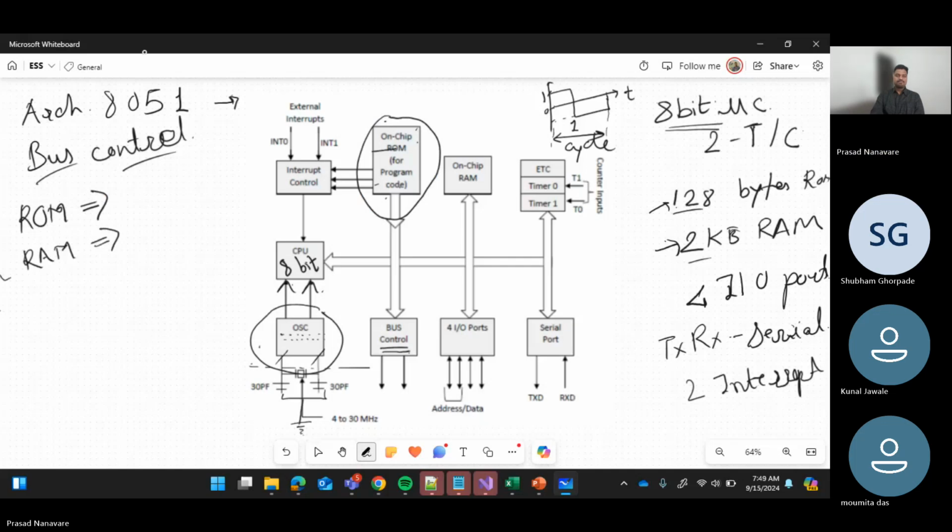Anyone? Tell me which is program memory, which is data memory. ROM is program and RAM is data. Okay. RAM is data memory. And ROM is program memory.